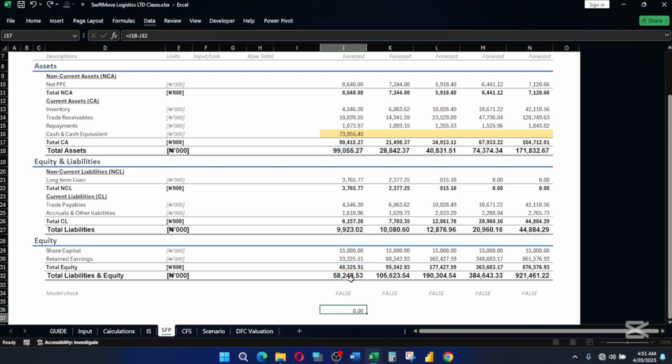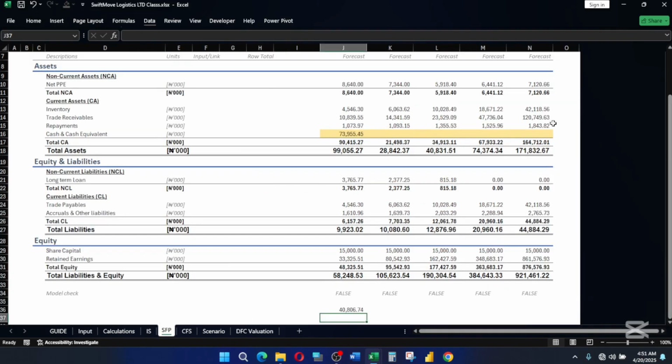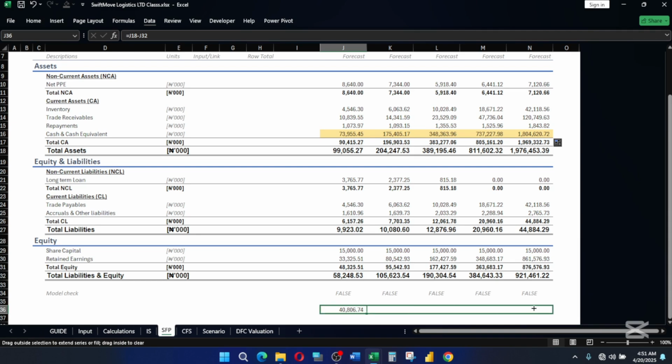Let's see. But the difference is very high, right? That means something is wrong, and we have to go and check what is wrong. We have to find out what is actually wrong with our calculation. Here you can see that the difference is actually very high. Your asset side is greater than your liability side. So you just need to go back and look into it, find the problem.